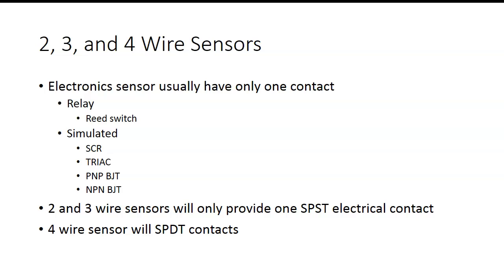It could be a single pole, single throw, or a single pole, double throw. Y'all understand those terms, right? We okay? 3-wire sensors will only provide one single pole, single throw electrical contact. 4-wire sensors would be a single pole, double throw. So we'll have a normally closed and a normally open. The white wire would be true when the sensor doesn't sense what it's supposed to sense, and then the black wire would be false.